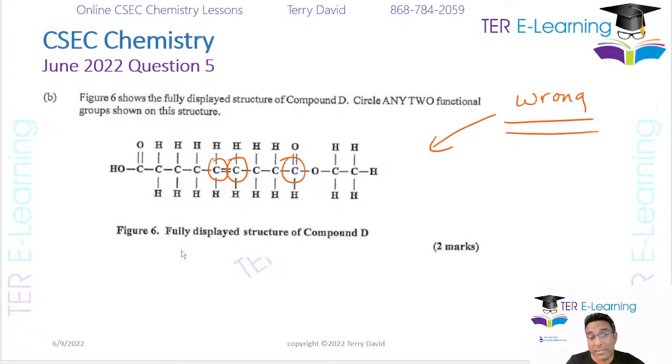They said circle any two functional groups. To begin with, they're going to have to scrap this question, because they can't have people answering wrong things. They made a mistake when they were drawing this diagram, so they need to remove this. I'm going to show you what the structure should be, and I'll tell you what the answer should be.